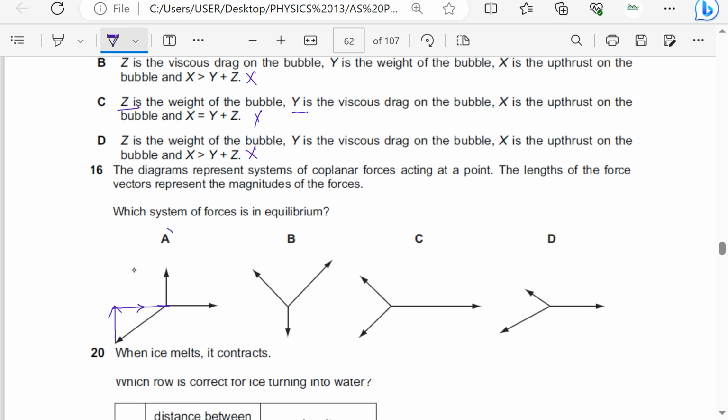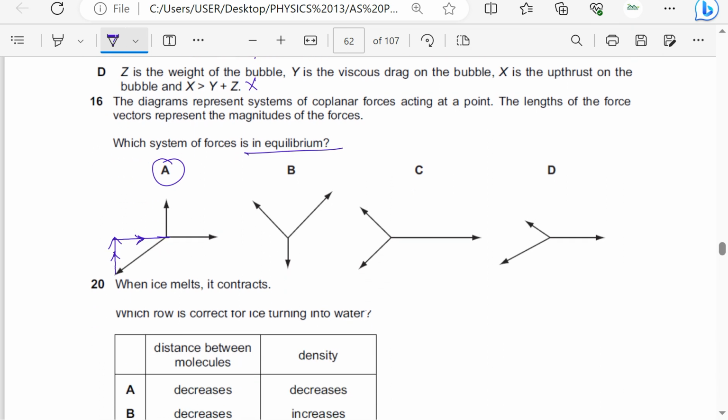So I think the answer is going to be A, because when the three vectors are joined head to tail, they are forming a closed vector triangle. This is the one which is vertical, this is the one which is horizontal. So that is equilibrium. When three vectors are joined head to tail and they form a closed triangle, then we have equilibrium. They are representing forces acting on a body that is in equilibrium.